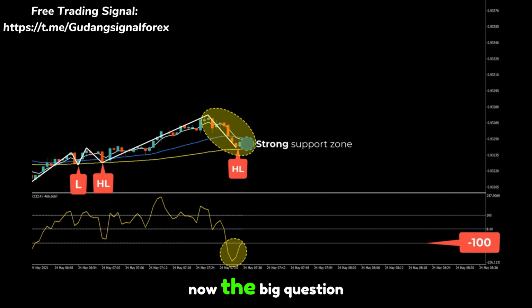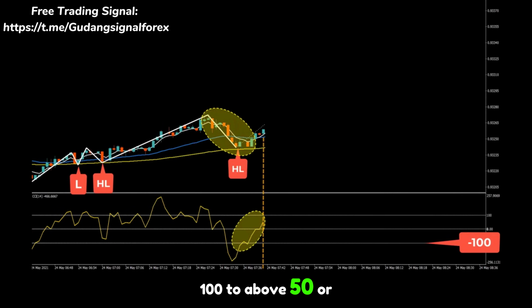Now the big question, when is the perfect moment to execute the buy trade? The answer? As soon as the CCI line moves up from below -100 to above 50, or even better above +100. Just like in this example, once the CCI starts rising, we immediately pull the trigger on the buy entry at the open of the next candle.